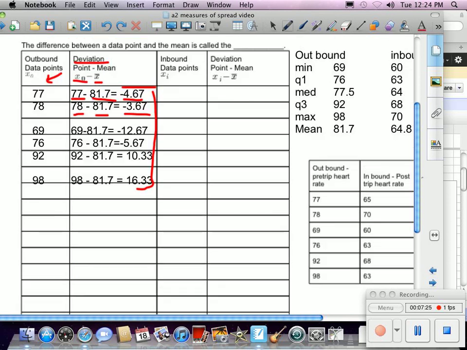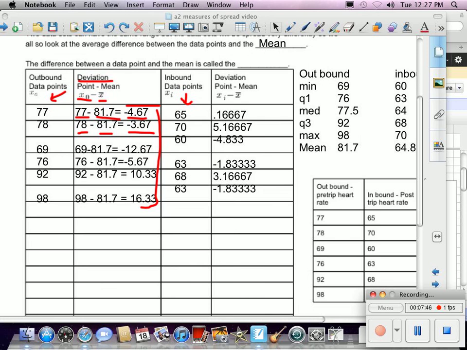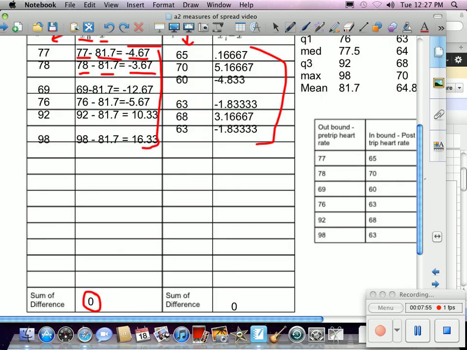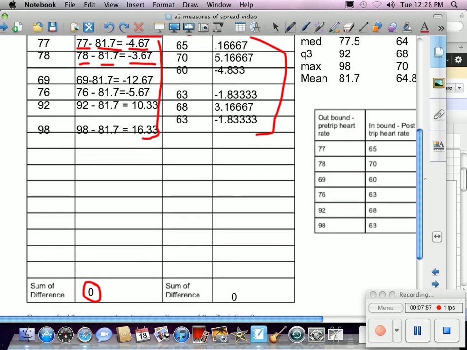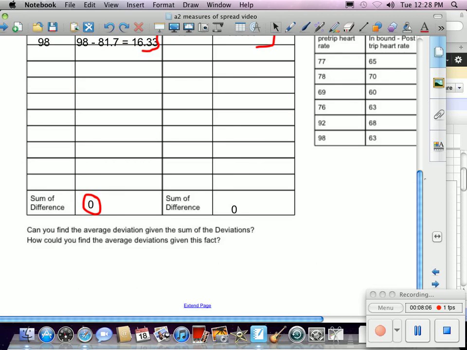Now what I want you to do is go in here and fill in all the inbound data points, and I want you to find all the deviations for here. So pause the video and take care of that. These are the deviations that I got right here. You should check yours and make sure that they're correct. You'll notice that when I added those up, I got a sum of 0 again. Actually, I got 0.00001 and so on, but that just has to do with rounding error. It should equal 0.